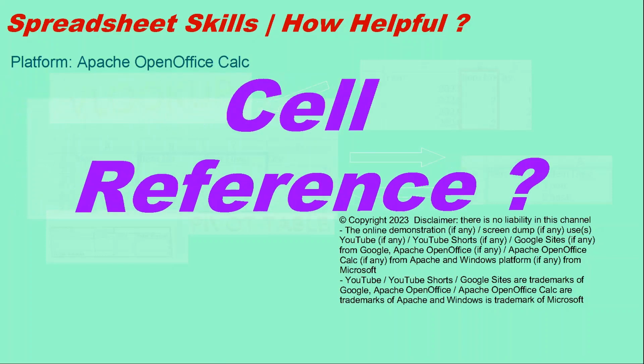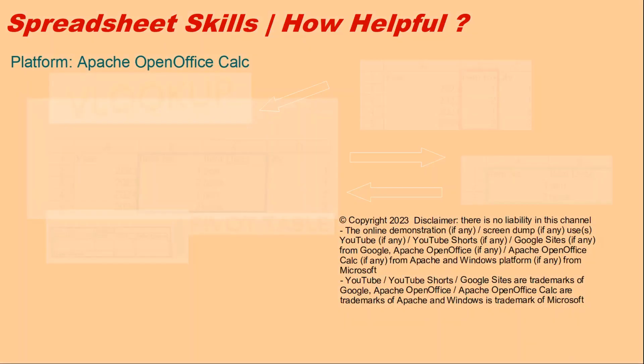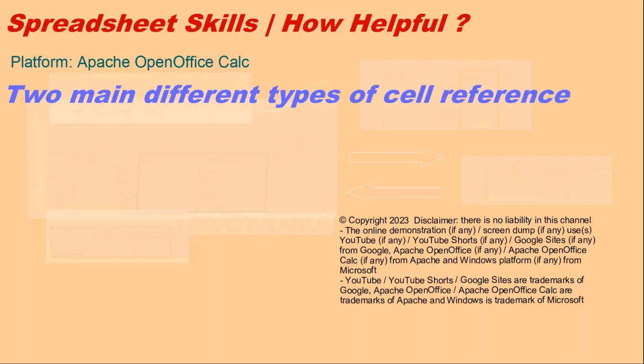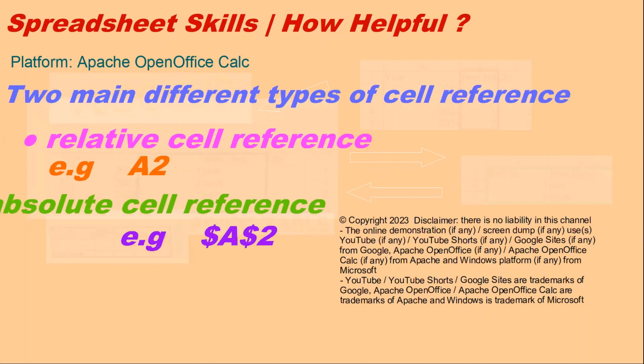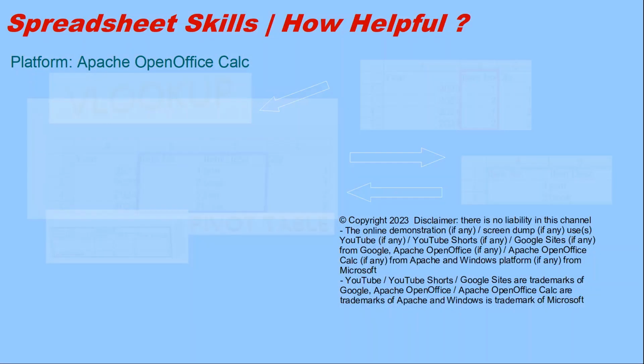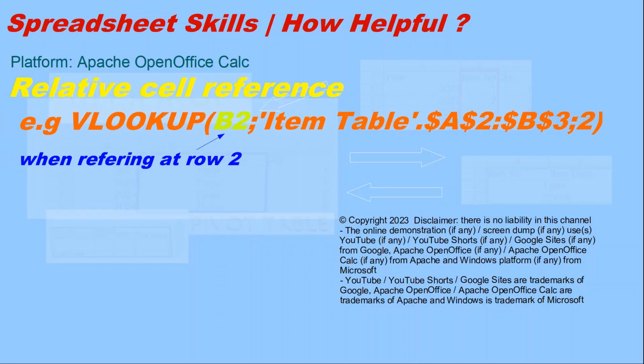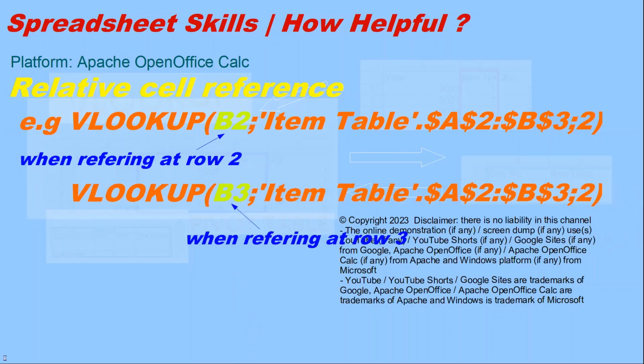Cell reference in the platform of Apache OpenOffice Calc. Two main different types of cell reference: relative cell reference and absolute cell reference. Relative cell reference: the cell reference will be changed accordingly relative to the current reference. For example, it is B2 when it is at row 2. It is B3 when it is at row 3.